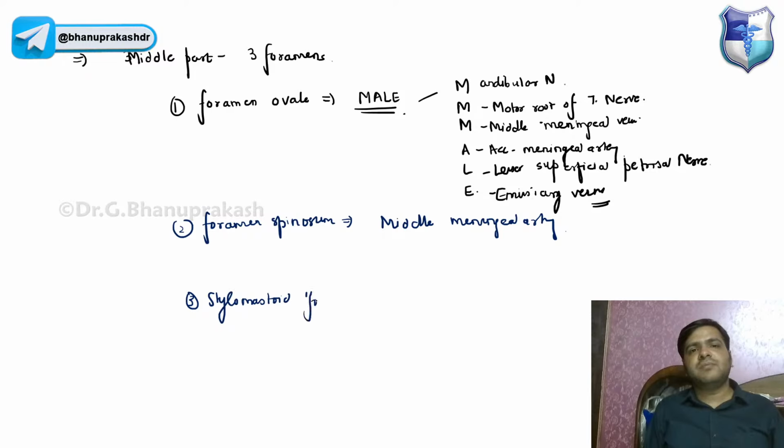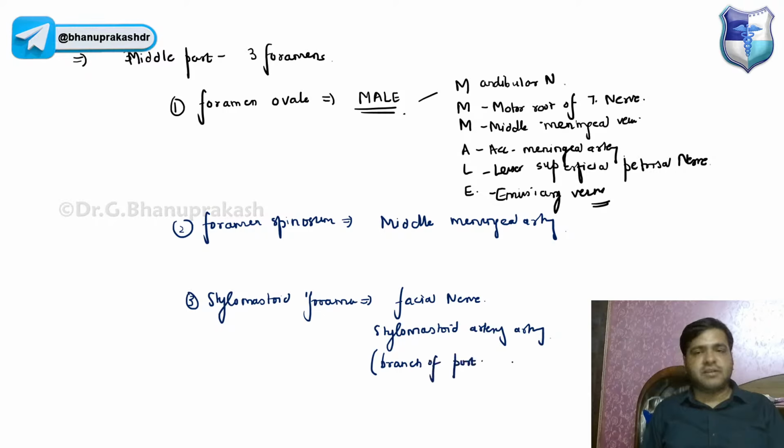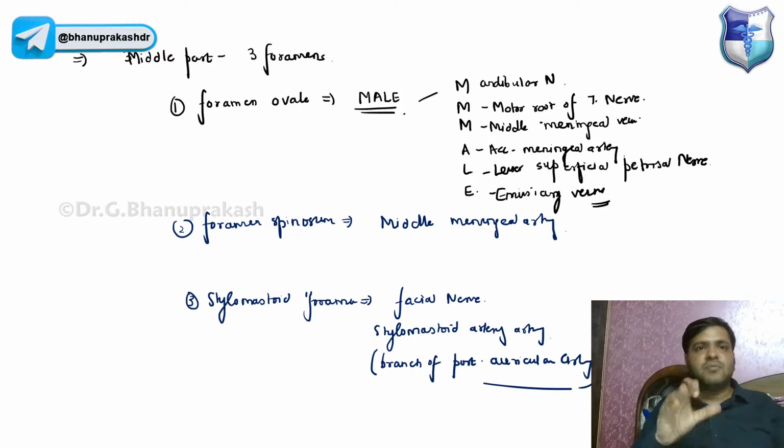Remember, basically in the stylomastoid foramen, the facial nerve is passing, and the stylomastoid artery is passing. The stylomastoid artery is a branch of the posterior auricular artery. Remember, it is a branch of the posterior auricular artery. So those are the three small foramens in the middle part.